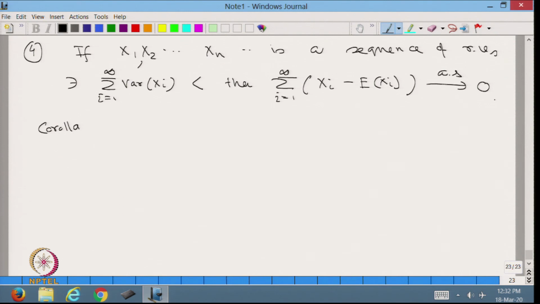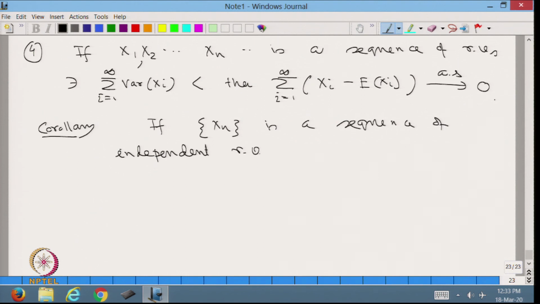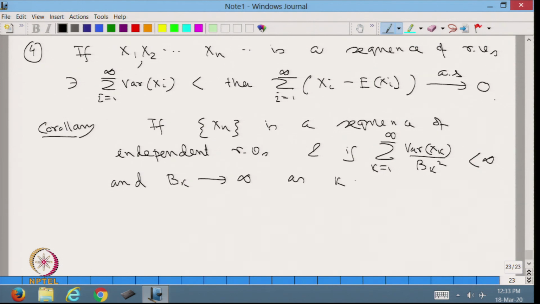A corollary to the above is that if Xn is a sequence of independent random variables and if the sum of variance of Xk upon bk square, k equal to 1 to infinity, is finite, and bk goes to infinity as k goes to infinity, then Sn minus expected value of Sn, divided by bn, converges almost surely to 0.